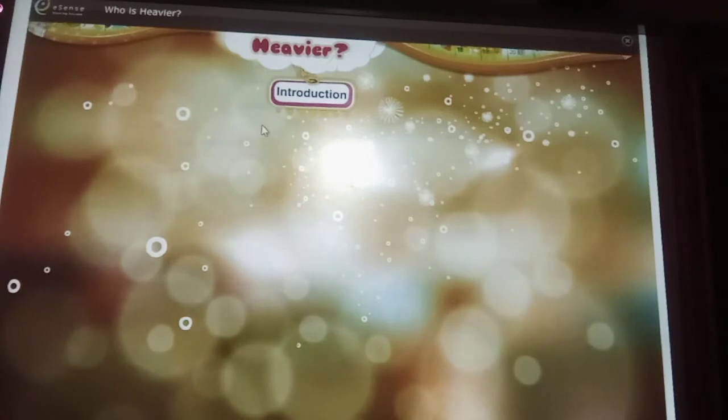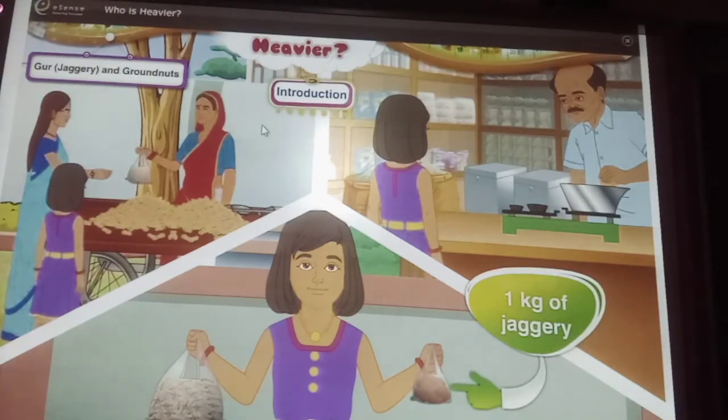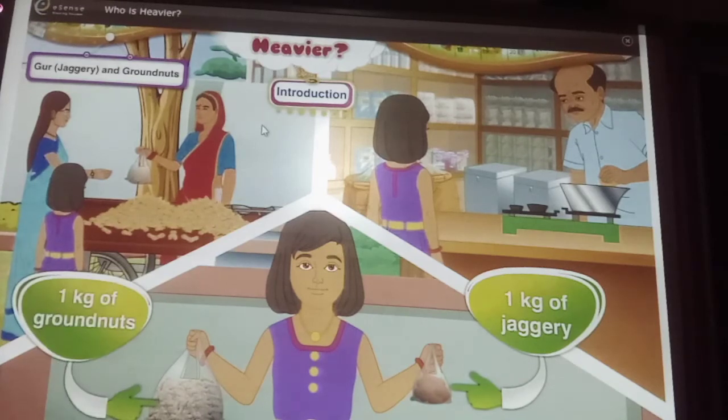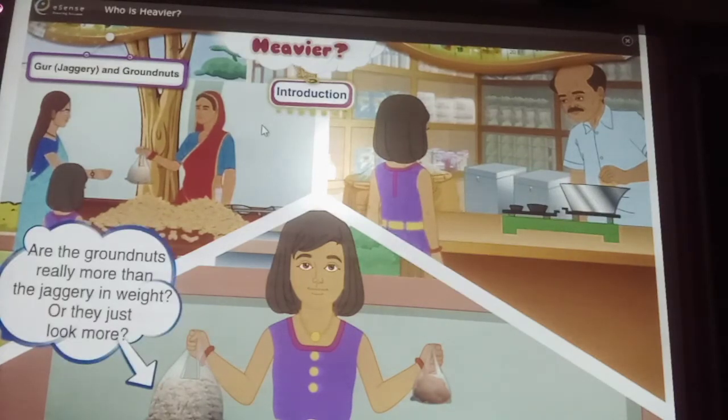Introduction. That is jaggery and groundnuts. Shabnam loves to eat jaggery and groundnuts. One day, she bought 1 kg of jaggery and 1 kg of groundnuts. Shabnam thought, oh, the groundnuts look so much more than the jaggery. Are the groundnuts really more than the jaggery in weight? Or they just look more? No. The groundnuts are not more in weight than the jaggery. They simply look to be more.